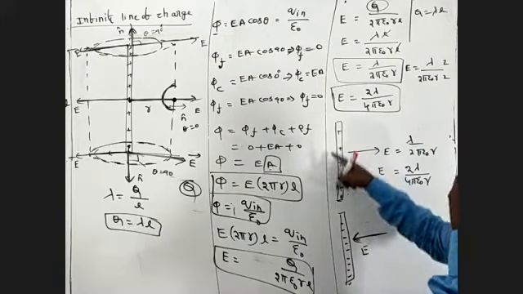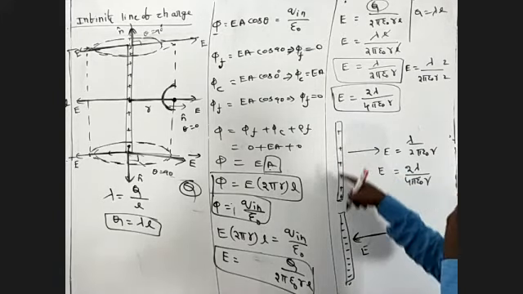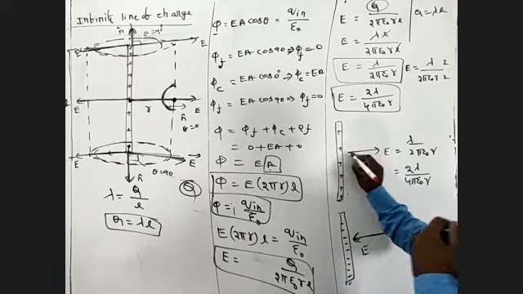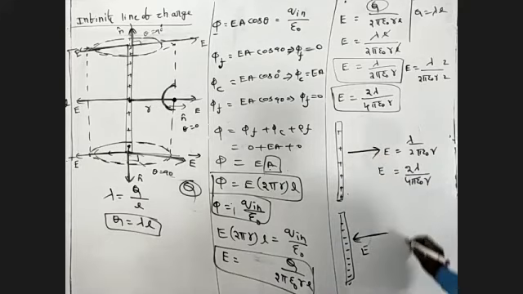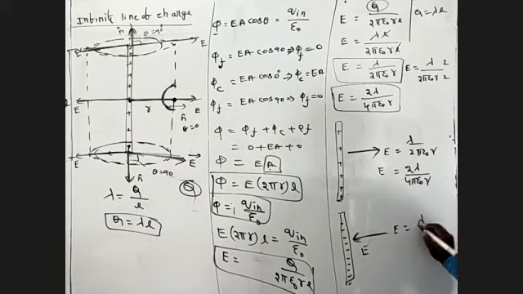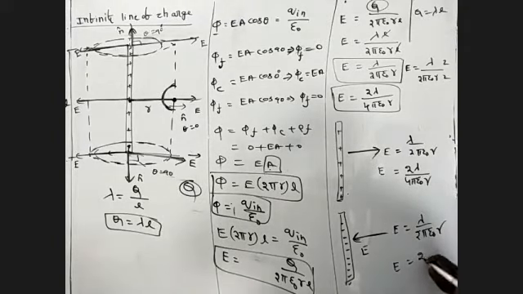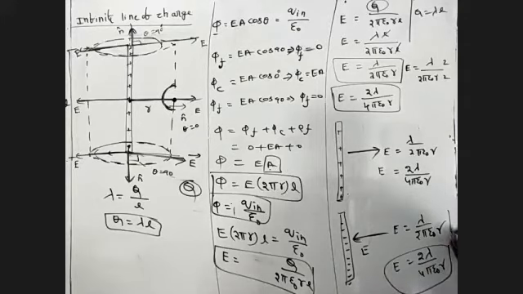This is a wire, the wire having the positive charge. The direction of electric field is away from it. Now your answer is lambda by 2 pi epsilon naught r. Now this is E is equal to 2 lambda by 4 pi epsilon naught r. So you can write this.